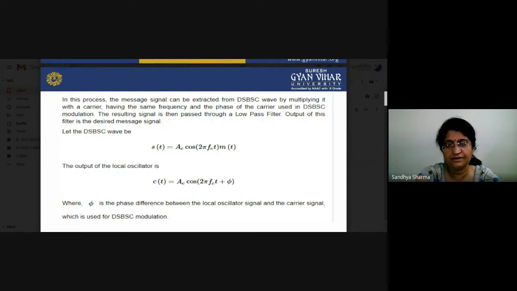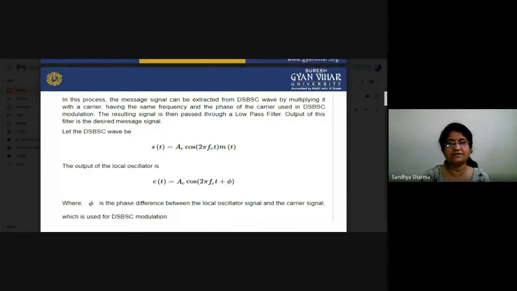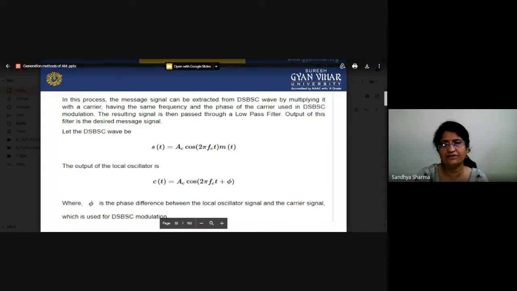So you can read here and you can apply. Phi is the phase difference between the local oscillator signal and the carrier signal, which is used for DSB-SC modulation. This is the carrier signal, 2 pi fc t, and if we are generating this same carrier signal at the receiver section, it may not follow the accurate process. So there is a slight phase change phi in the generated signal of the local oscillator.